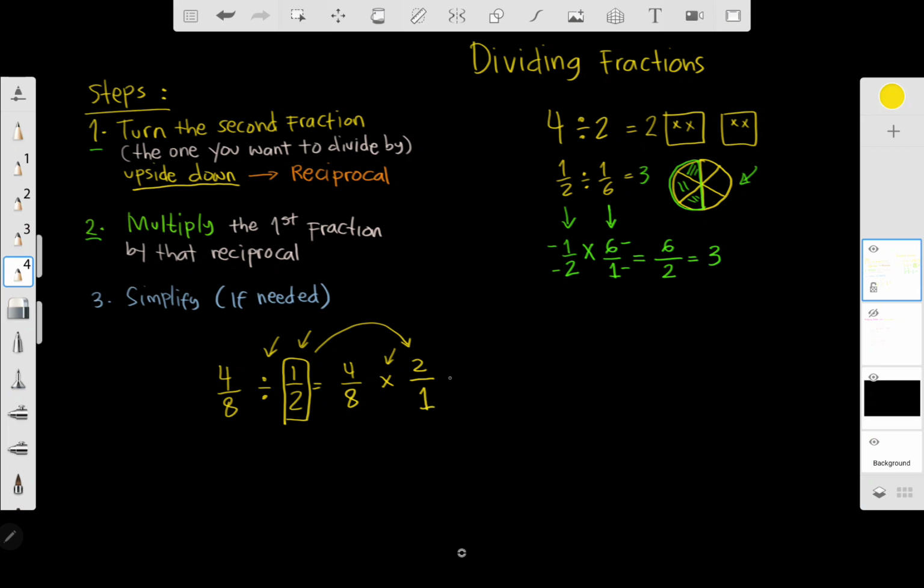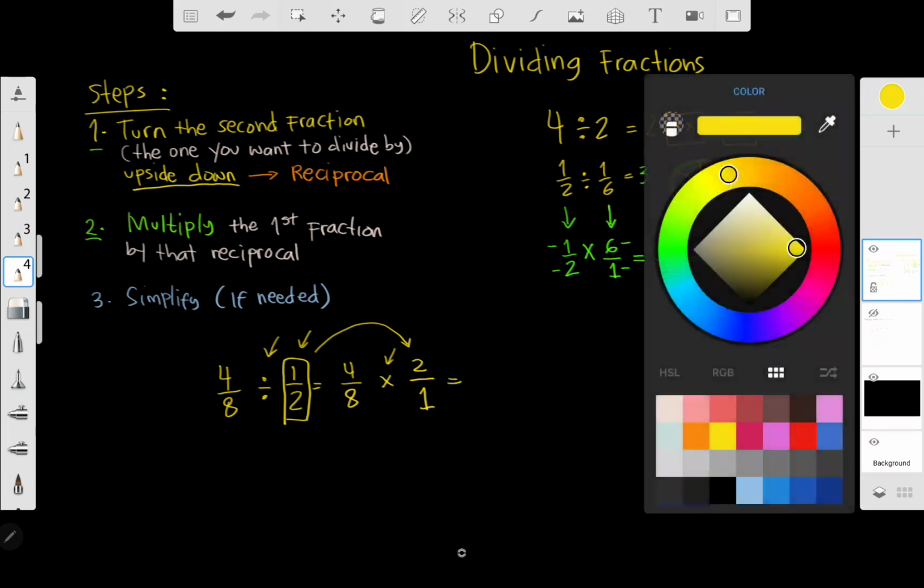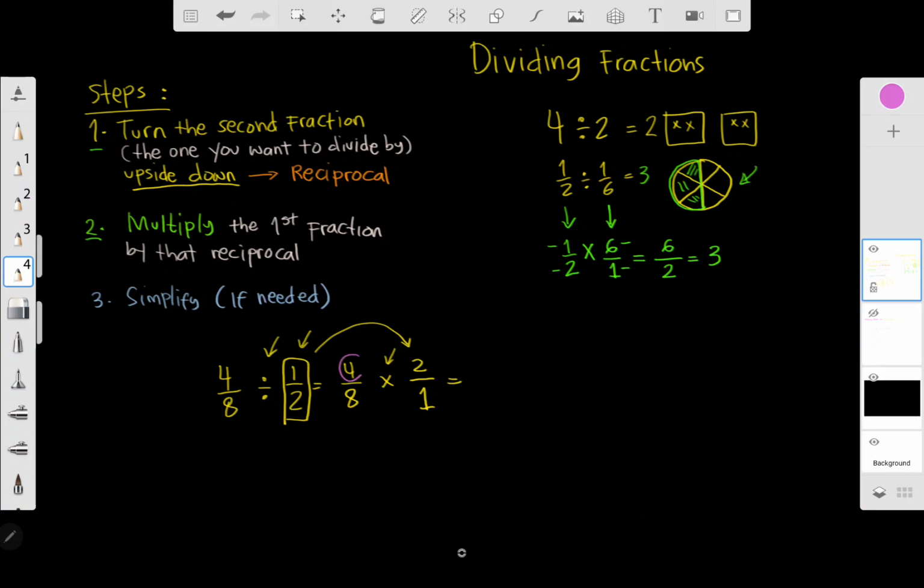Now we just need to multiply it, okay? So 4 times 2 becomes 8, and then 8 times 1 becomes 8 again. So it's 8 out of 8, or 8 divided by 8, which is equal to 1. So those are the 3 simple steps to divide fractions.